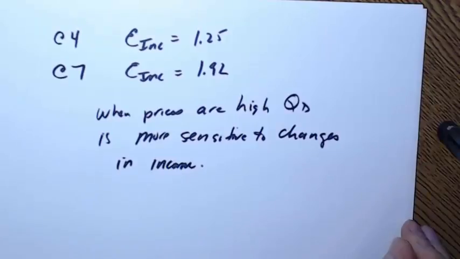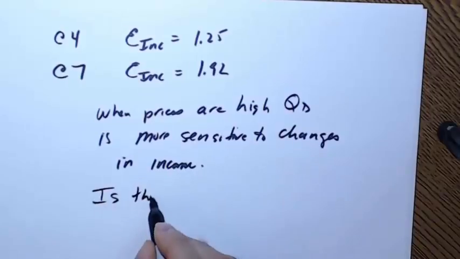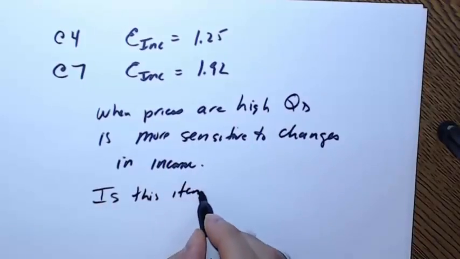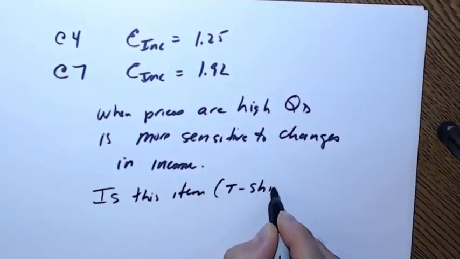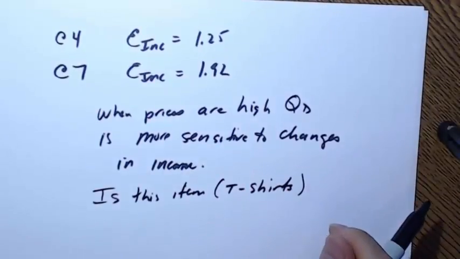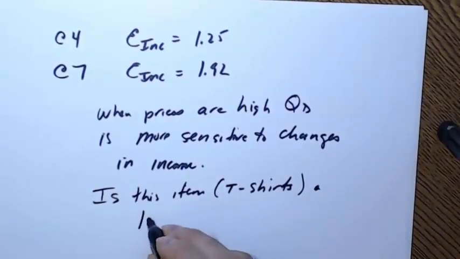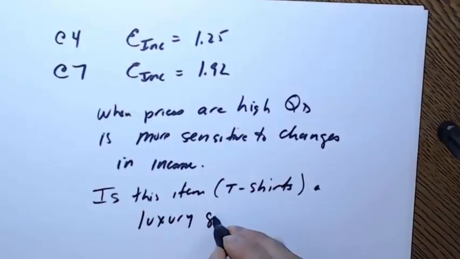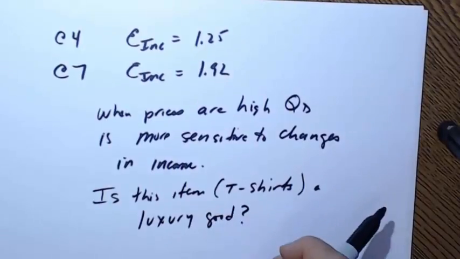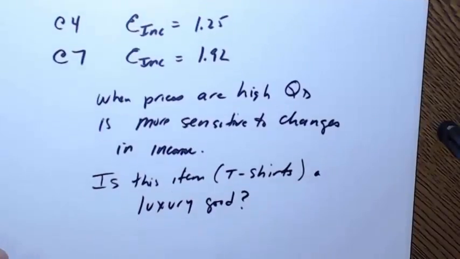And I think the way to go about that in this case is to ask, is this item, in other words, T-shirts sold at Crystal Lake for tourists, is this item a luxury good? And the answer is yes. And remember what a luxury good is. Well, let's back up one second.